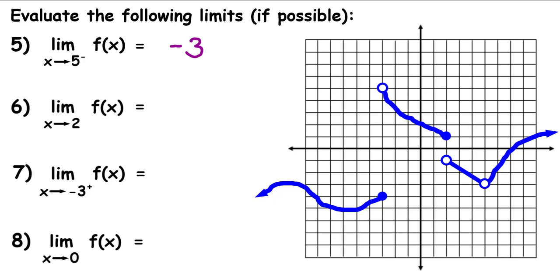On to number 6, we have the limit as x approaches 2 of f of x. Again, it doesn't say from what direction. If we come at x equals 2 from the left, we'll be approaching a height of +1. In fact, it is filled in there. But if we approach x equals 2 from the right, we have an open circle at -1. And the answer cannot be +1 or -1 simultaneously. Therefore, once again, the limit does not exist. DNE.